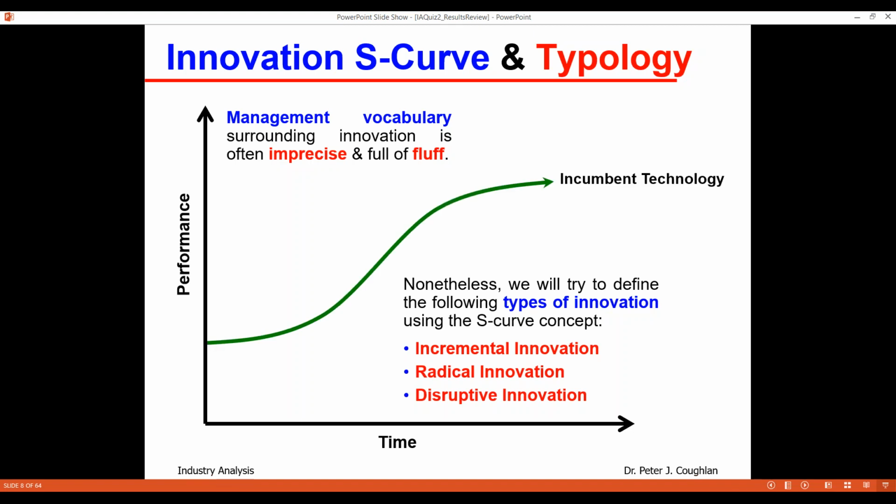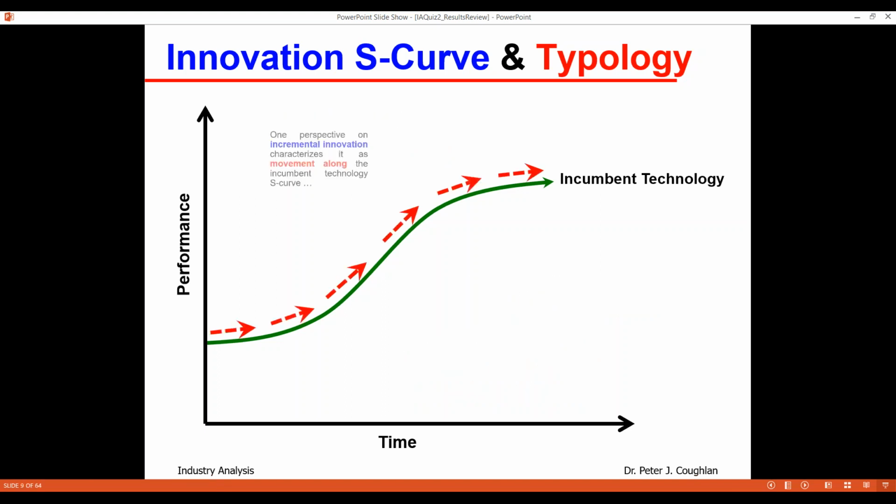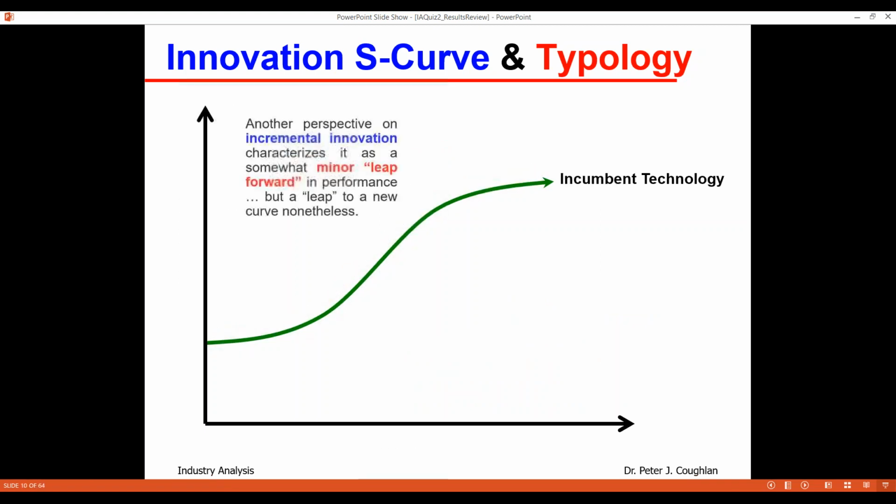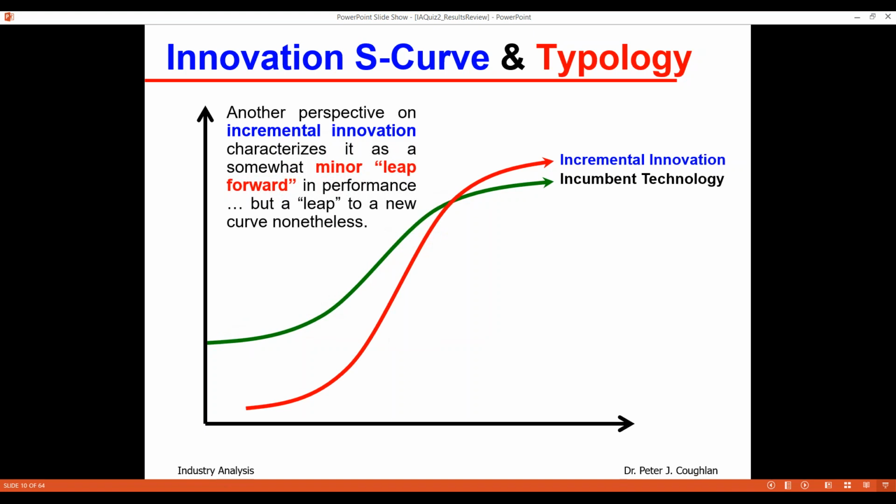So again, suppose we have some incumbent or established technology that follows some S-curve. Then based on that, we can classify first this idea of movement along that S-curve. One perspective on incremental innovation characterizes it as movement along the incumbent technology S-curve. So that could be called incremental innovation, simply movement along that S-curve. Another notion, though, of incremental innovation is that it's some sort of minor leap forward in performance, but a leap to a new curve nonetheless, but it's an incremental leap.